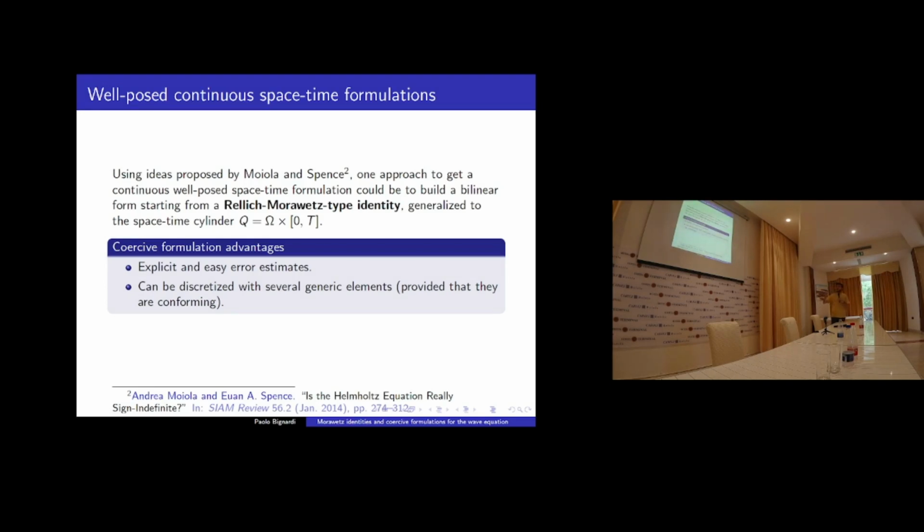We have to find a Morawetz type identity on the space-time cylinder and use that to construct a bilinear form. And we have to prove also that the bilinear form is coercive, otherwise it's useless.